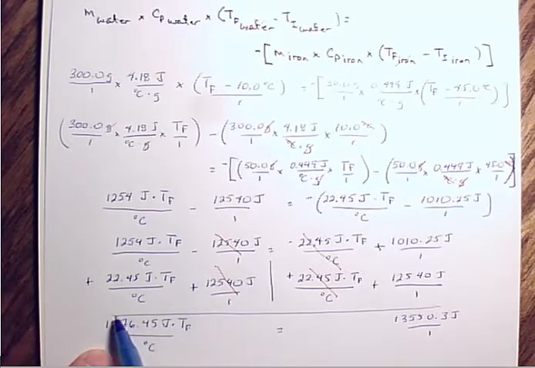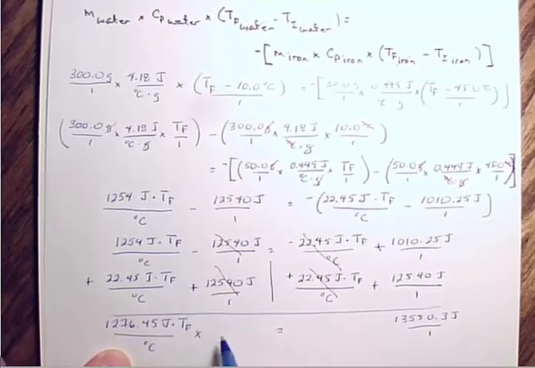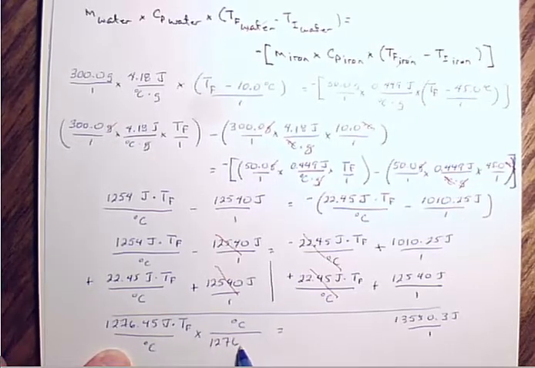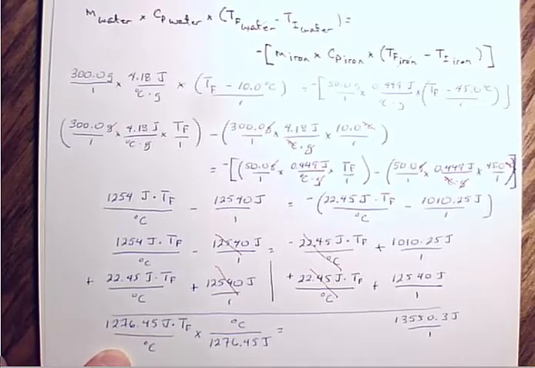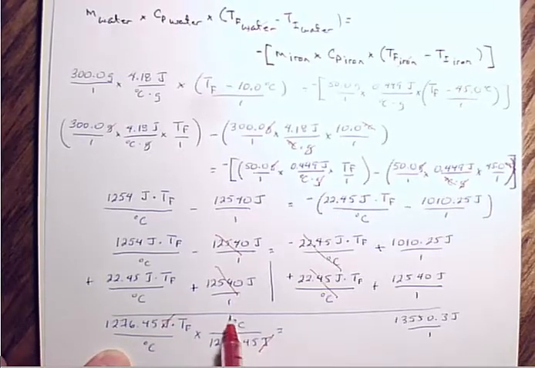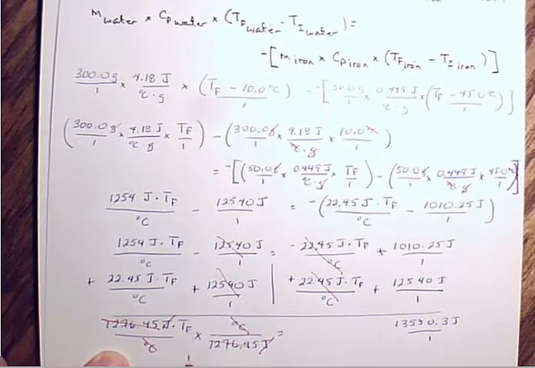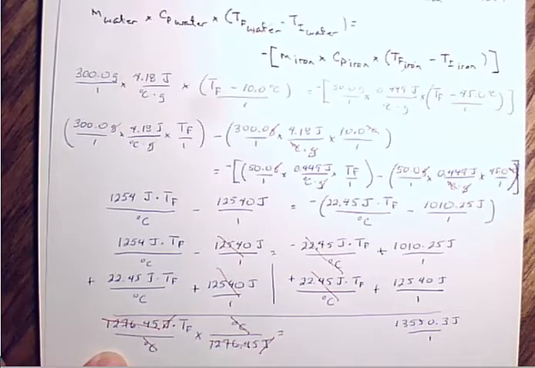So I need to, just this part here, I need to multiply all of this by the inverse of just this part. Not the temperature final, but the inverse of all of this. I'm going to put degree C over 1276.45 joules. If I do that, joules cancel, degree C cancels, and 1276.45 cancels. I've got temperature final by itself.